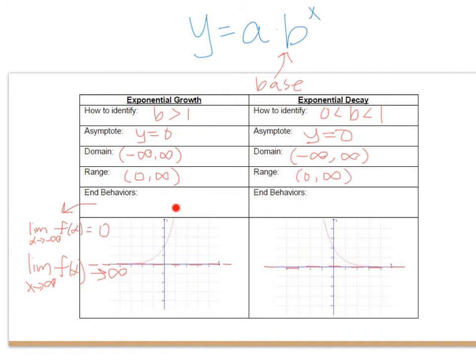In that case, we're talking about what's happening here, and you can see that the function is going to continue to shoot on up. For the decay functions, those kind of flip-flop, again, because of the shape of the graph. So as x approaches negative infinity, y approaches positive infinity, and as x approaches positive infinity, y will approach 0.